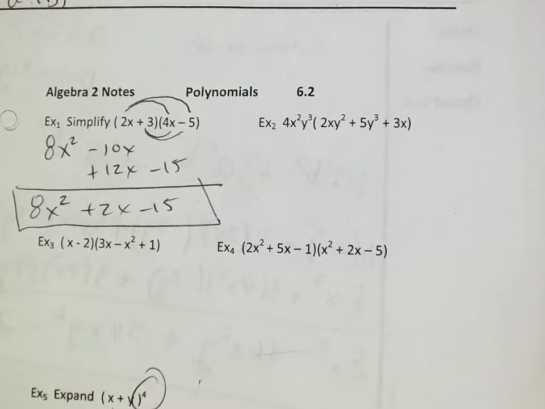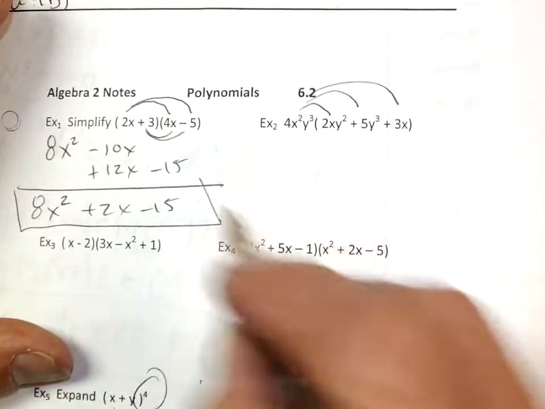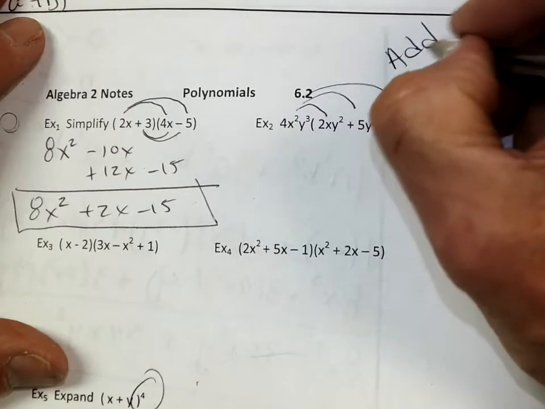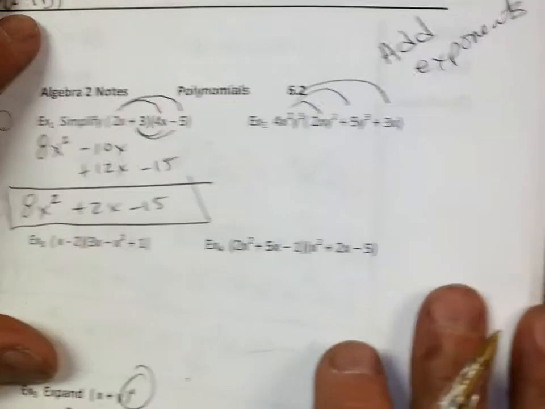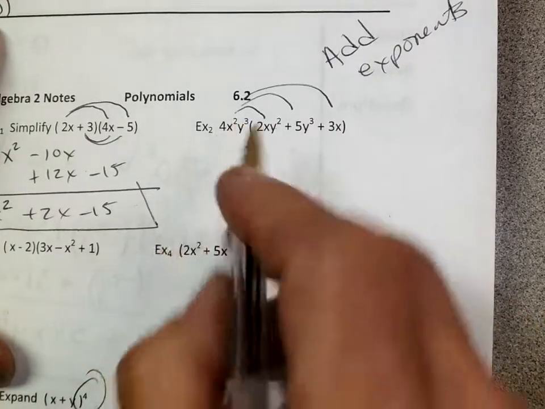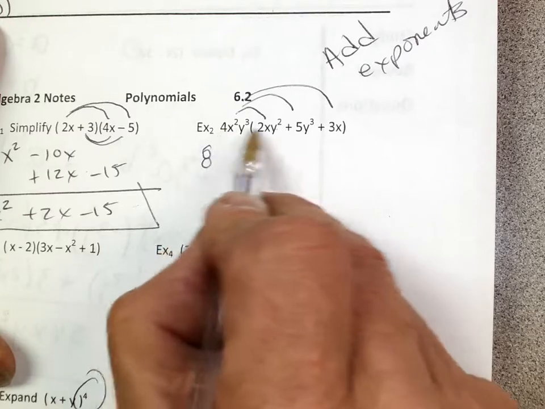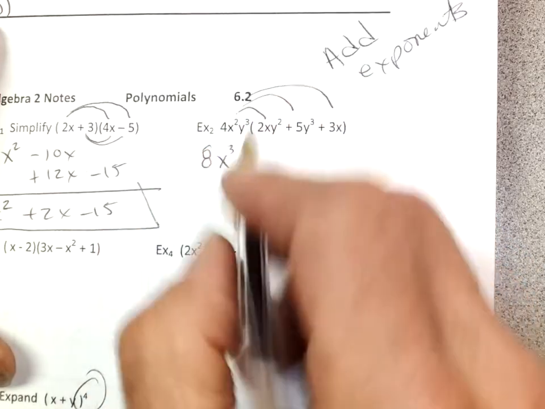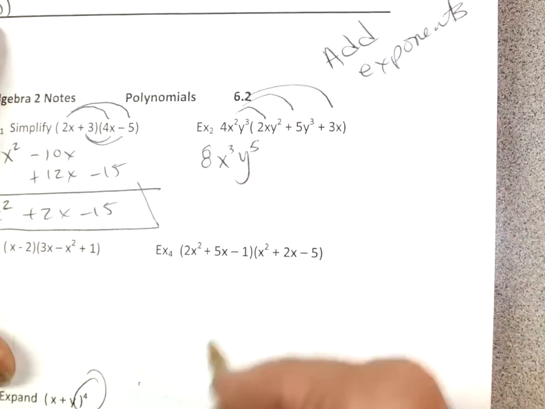Okay, number 2. Let's distribute it. This times this, this times this, this times this. But let's add exponents, okay? All right, we're going to add exponents. So we're going to get an 8x to the third. You see the x to the third? x to the third, y to the fifth. Okay, I'm adding exponents, right?